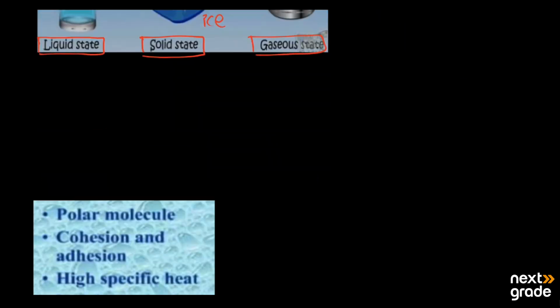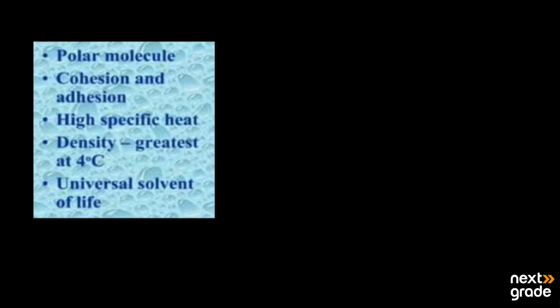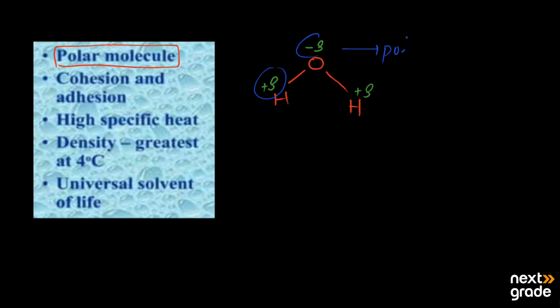After that, water is a polar molecule. Now, what does it mean to be a polar molecule? In the structure of the water molecule, we have the oxygen and two hydrogen atoms bonded like this. The oxygen is more electronegative, so it carries a partial negative charge, and the electronegativity of hydrogen is less, so it carries a partial positive charge. This partial negative and partial positive charge makes the water molecule a polar molecule, with two poles, one negative and the other positive. That's why it is a polar molecule.